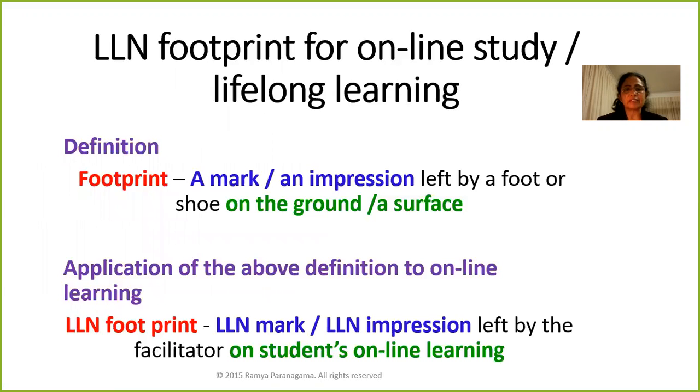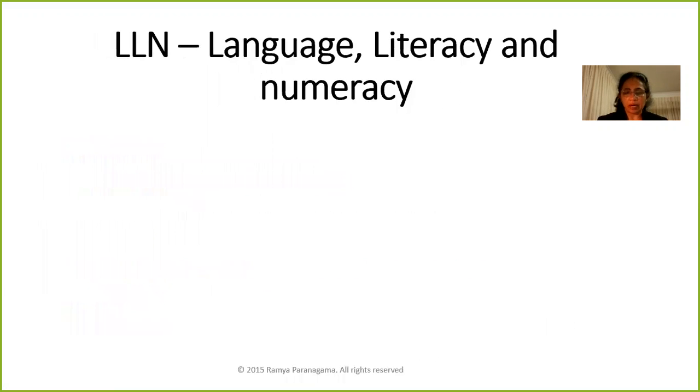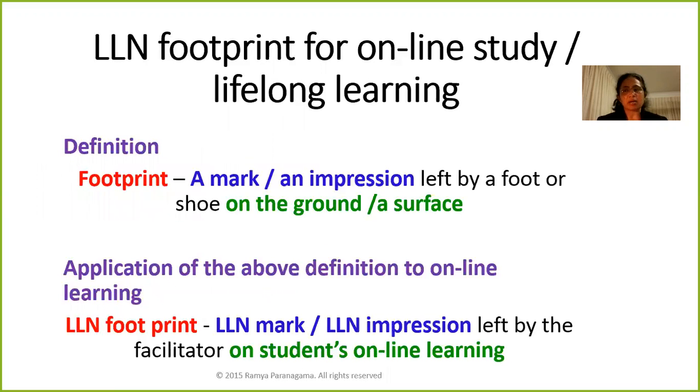So the footprint for online study or lifelong learning, the way I define this, its footprint is a mark or some impression left by a foot or a shoe on a ground or a surface. So the different colored areas are the substitution. The footprint was substituted by LLN footprint. A mark and impression is substituted by LLN mark or LLN impression, right? It could be left by the lecturer or the facilitator or the institution. You can change it. Then on the ground or on the surface, that is where the place. So the place is substituted by students' online learning. It could be online learning. You can twist it into a blended learning model easily.